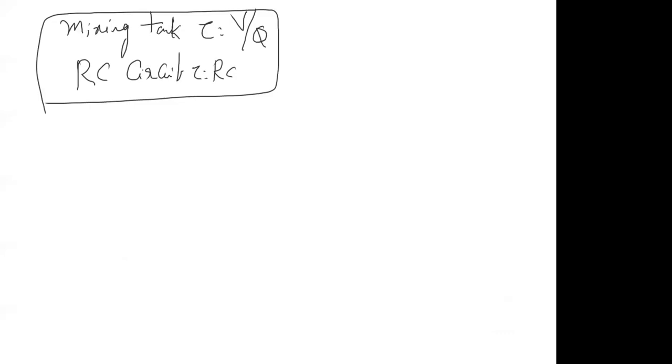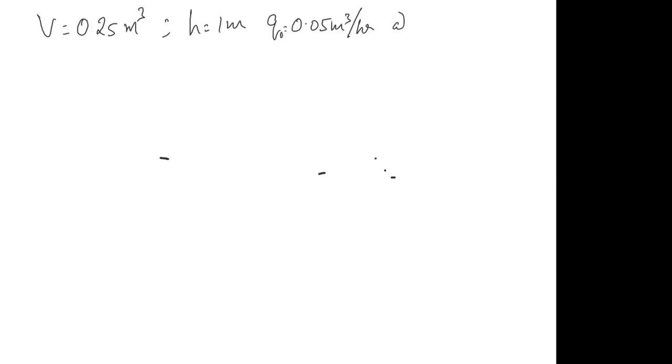So write this problem. A tank of volume 0.25 meter cube and height 1 meter has an inlet flow of 0.05 meter cube per hour at steady state.